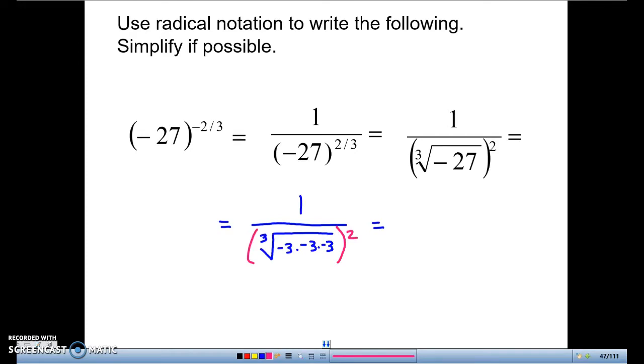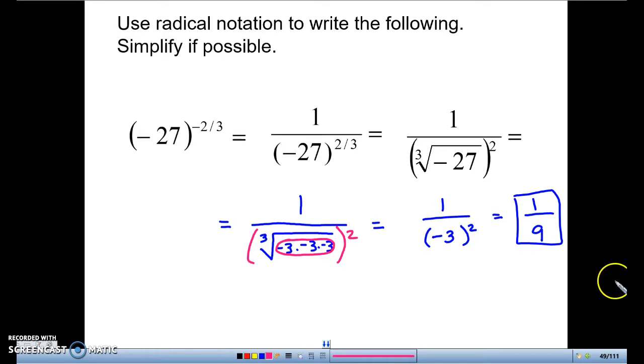Negative 27 is negative 3 times negative 3 times negative 3. I can completely get rid of that radical. Negative 3 comes out and the radical is gone. Last thing to do is to take negative 3 and square it. Negative 3 times negative 3 is positive 9.